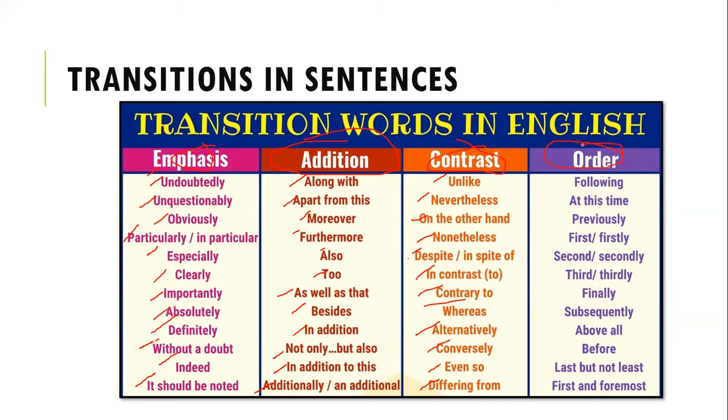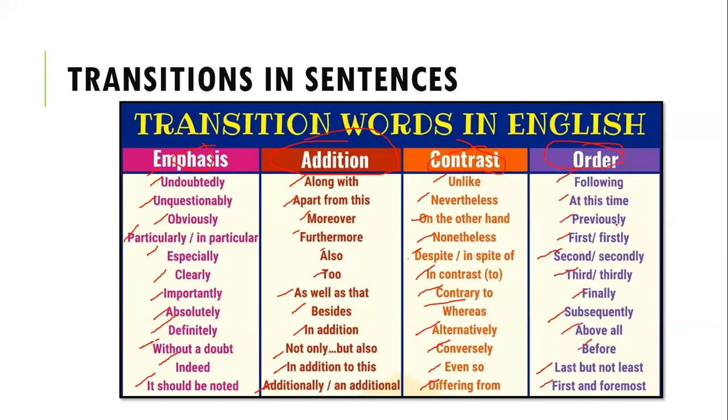when you want to order something. Okay, for example, like the first to the last, from top to bottom. So this is the transition word that you need. For example, we have following, at this time, previously, first, firstly, second, secondly, third, thirdly, and so on, those numbers. Next, we also have finally, subsequently, above all, before, last but not the least, first and foremost. So you can use these transition words for this kind of sentences.